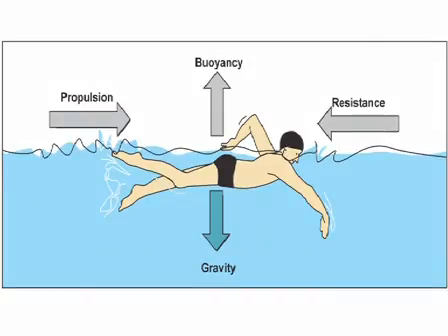Forces affecting movement in the water are buoyancy, which pushes the swimmer up in the water; gravity, which pulls the swimmer down in the water; propulsion, which provides movement for the swimmer in the desired direction; and resistance, which is the force of the water that hinders a swimmer's movement in the water.